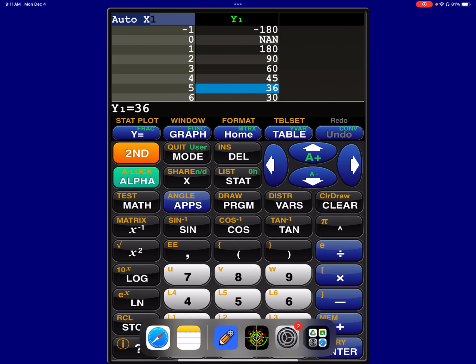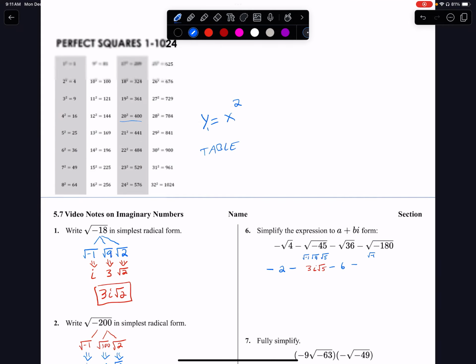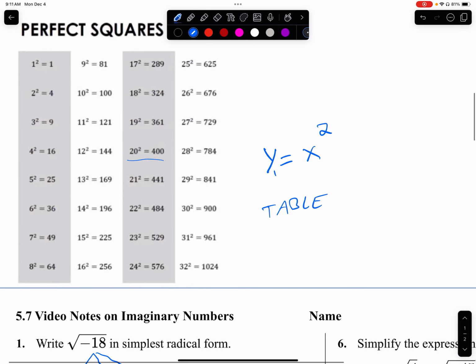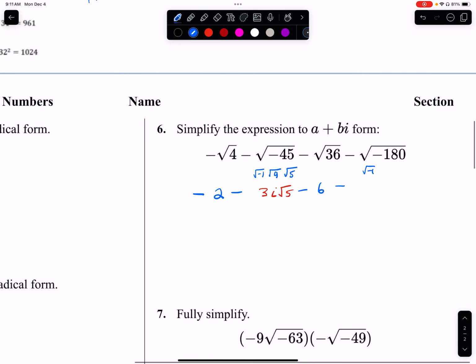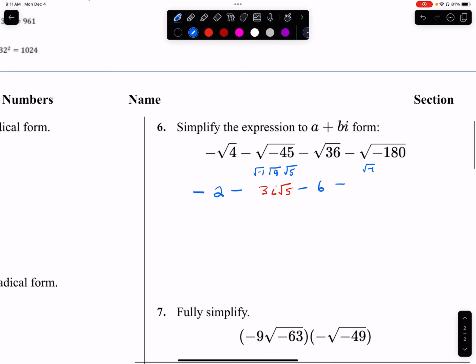And again, if you're not sure what your perfect square numbers are, use your list, or use your list in your calculator, but 36 you can see is right there. So this one is going to break down to the square root of 36 times the square root of 5. Now, if we simplify this, the square root of 36 is 6i radical 5.